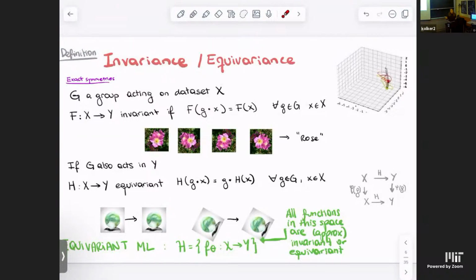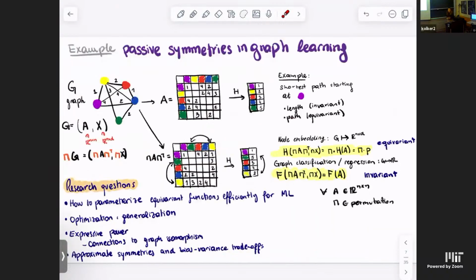This is not the only way to do it. There are maybe approximate symmetries, or other ways, but that's what we propose. A typical example where symmetries are very important is in graph learning.